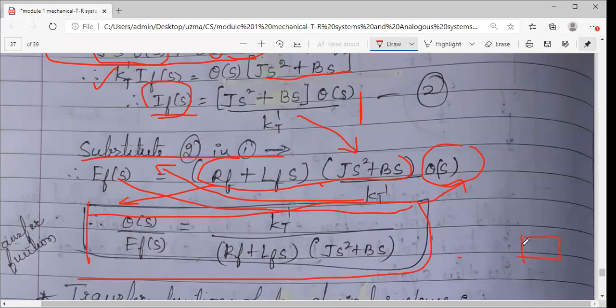Finally, you write your output in this form. You have input, that is EF of S. Earlier it was EA. Okay, now it is EF. And what is your output? In both cases, output is a displacement only. And the transfer function, whatever has come, you write that transfer function. Fine. Hope you understood these two transfer functions and how to calculate them. Any doubts in this, please ask me.